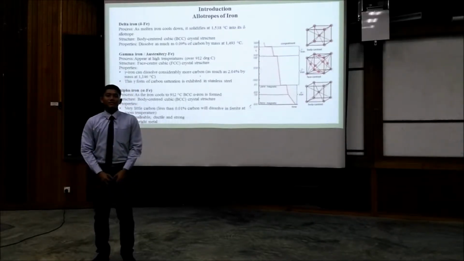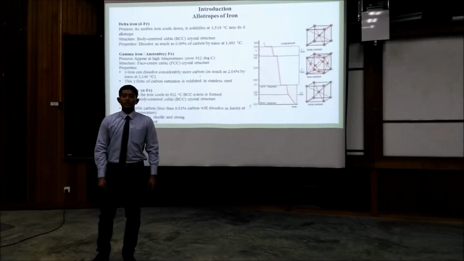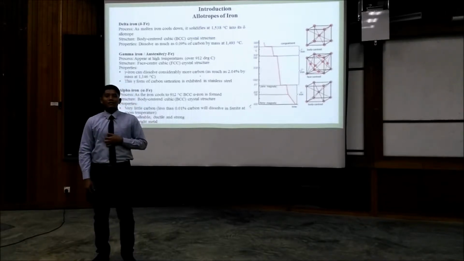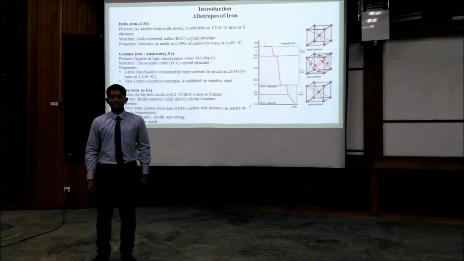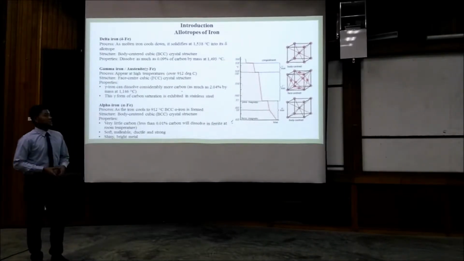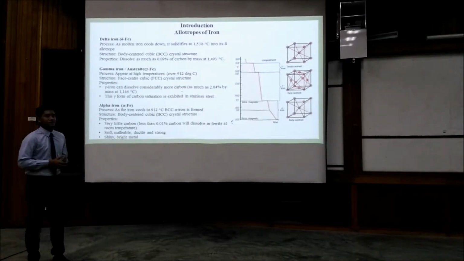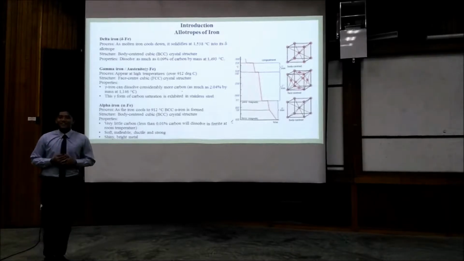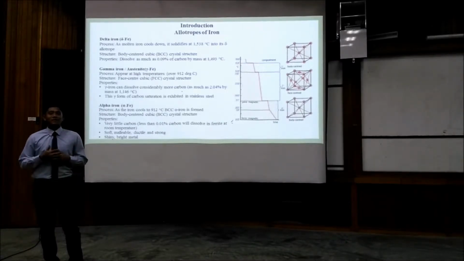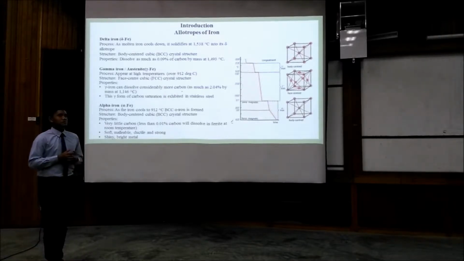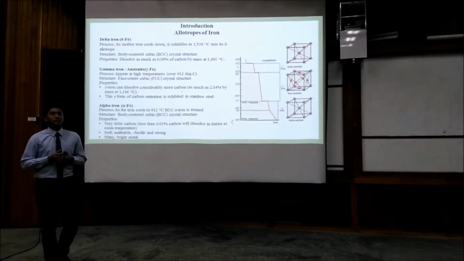Hi everyone, my name is Muhammad Taufiq bin Ahmad. Today I'm going to talk about the introduction, which is electrons of iron. For the introduction, what is iron? Iron is a shiny, bright, ductile metal. Its molar mass is 55.85 grams per mole.